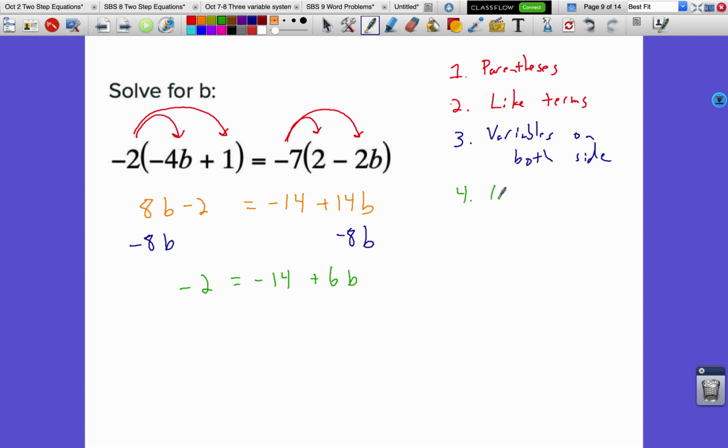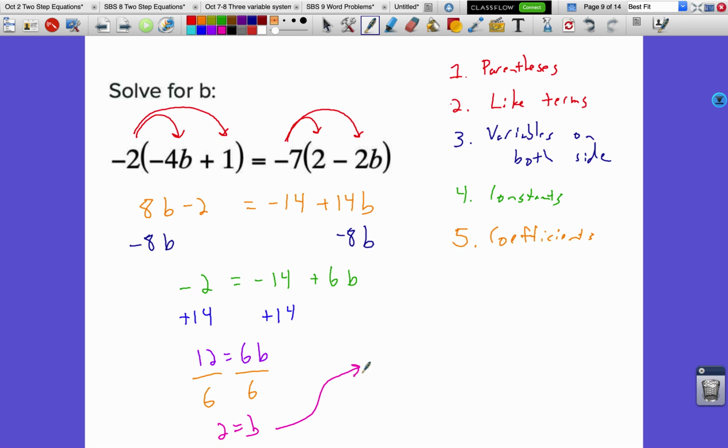Next thing I look for are constants on both sides, and I always want to move them away from the variable. So let's add 14 to both sides. And I get 12 equals 6b. Divide both sides by 6. The last thing I'm looking for is coefficients that I want to divide away. And I get 2 equals b. Flip that around. b equals 2.